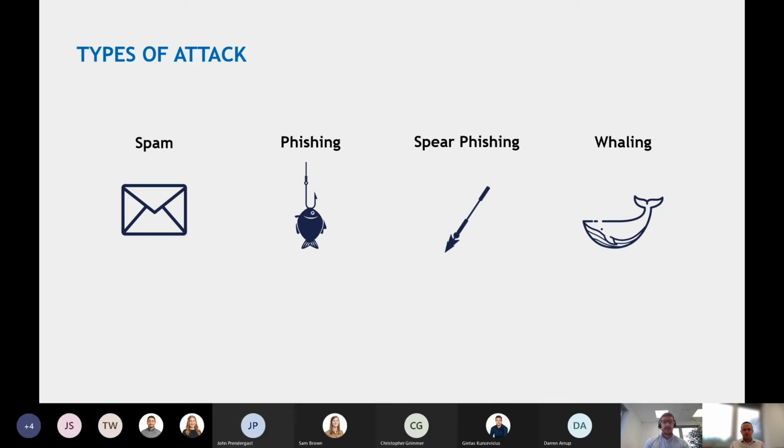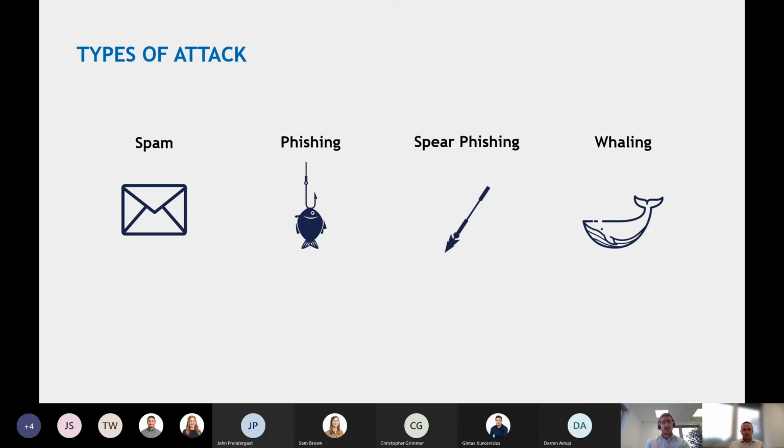Phishing and spear phishing overlap, as well as whaling, but we'll go into them. So phishing is a method of social engineering used by hackers to trick end users into opening malicious attachments or clicking on links in emails for them to gain access.